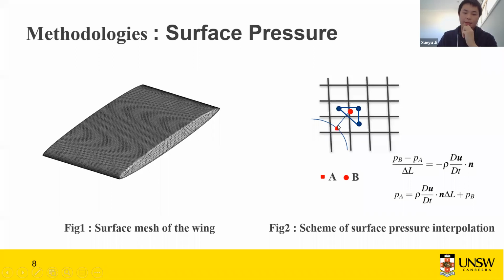Still we have the Lagrangian marker, which is the triangle mesh center. We call it point A. Then via the normal vector, we extend point A to point B, and the length between point A and B is denoted as delta L. The gradient from point B to point A must satisfy this equation so that we can calculate the pressure at point A. And this is the scheme for surface pressure interpolation.